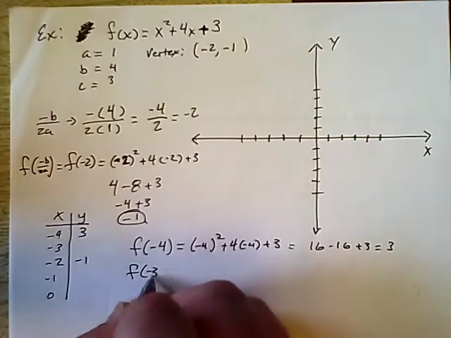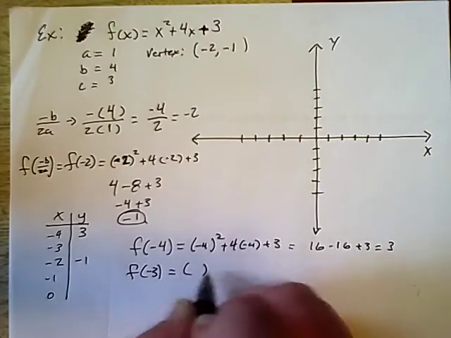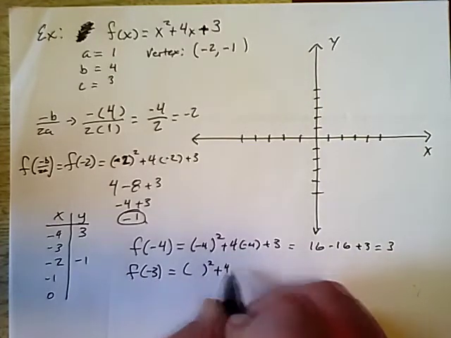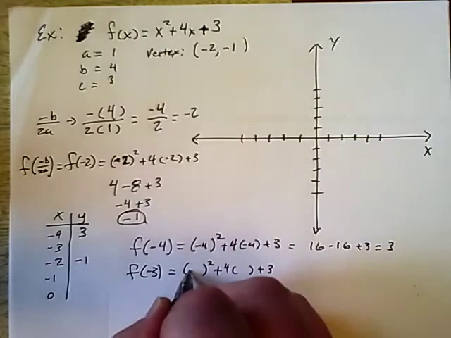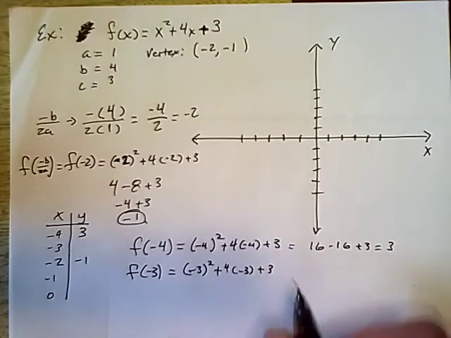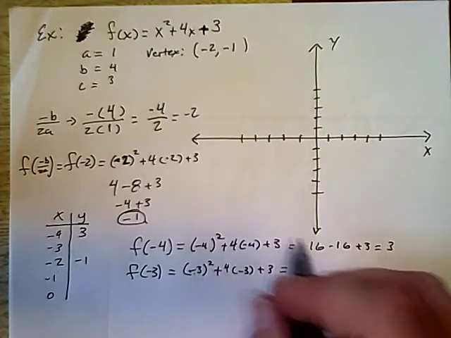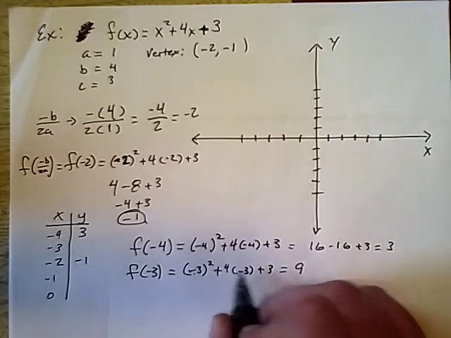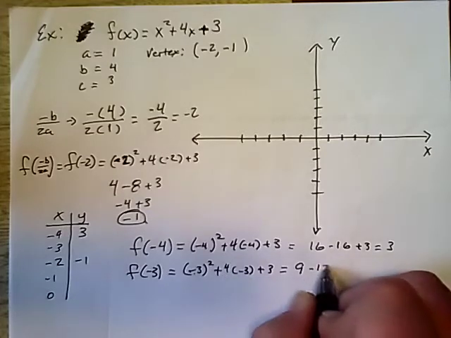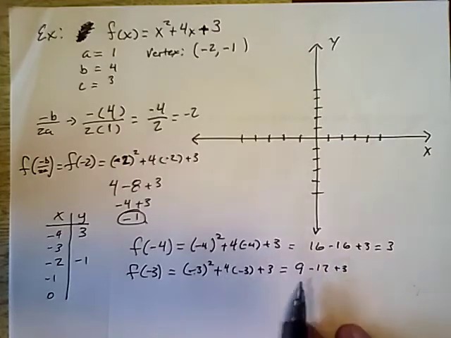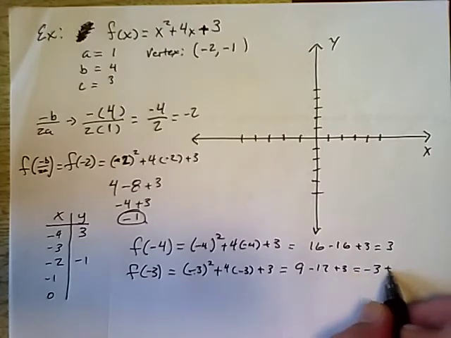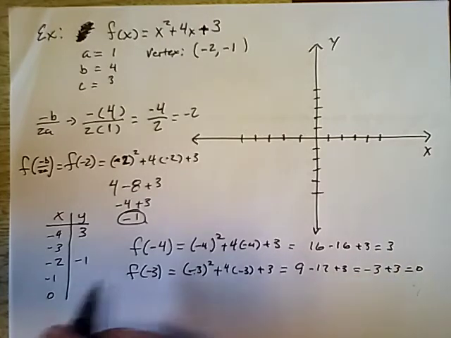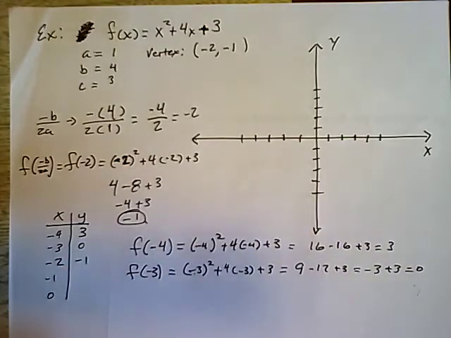F of negative 3, parentheses squared plus 4 times parentheses plus 3. And then I want to put a negative 3 in here. Negative 3 squared is a positive 9. 4 times negative 3 is a negative 12 plus 3. 9 minus 12 is negative 3 plus 3 is 0. So I get a 0 here.